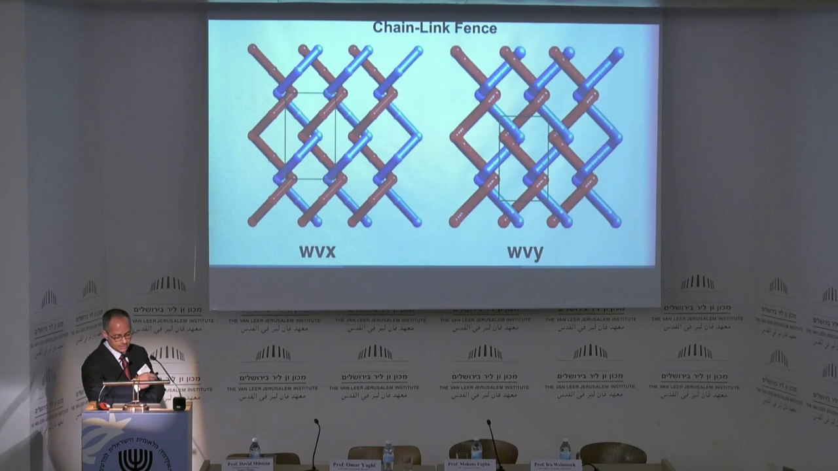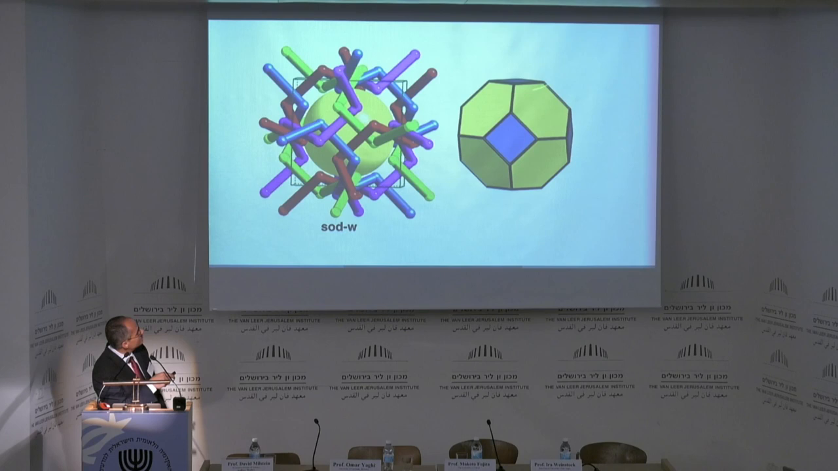This is a typical chain link fence over here. This is what you will see in the fences out there. You can make three-dimensional structures, meaning this is just a fragment of a sodalite structure, by weaving threads together to make woven three-dimensional mineral type of structures.